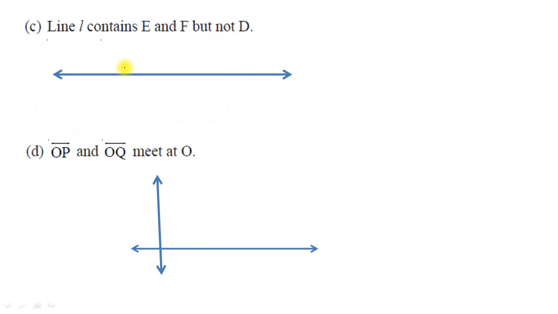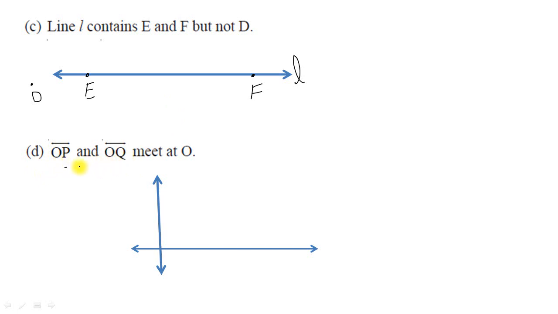Line L contains E and F but not D. There is a line L. So this is a line and we can name it with the small letter L, which contains a point E, and let's consider here to be the point F, but not D. That means on this line L there is no point D. So I can write it down here, or it is your choice, you can mention it anywhere around the line L.